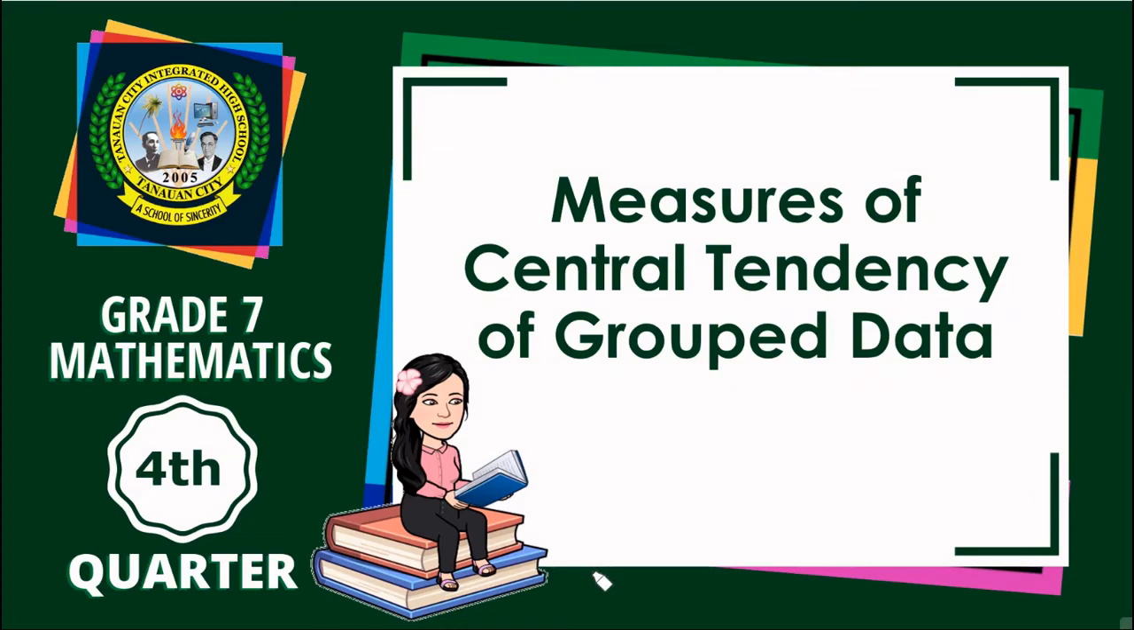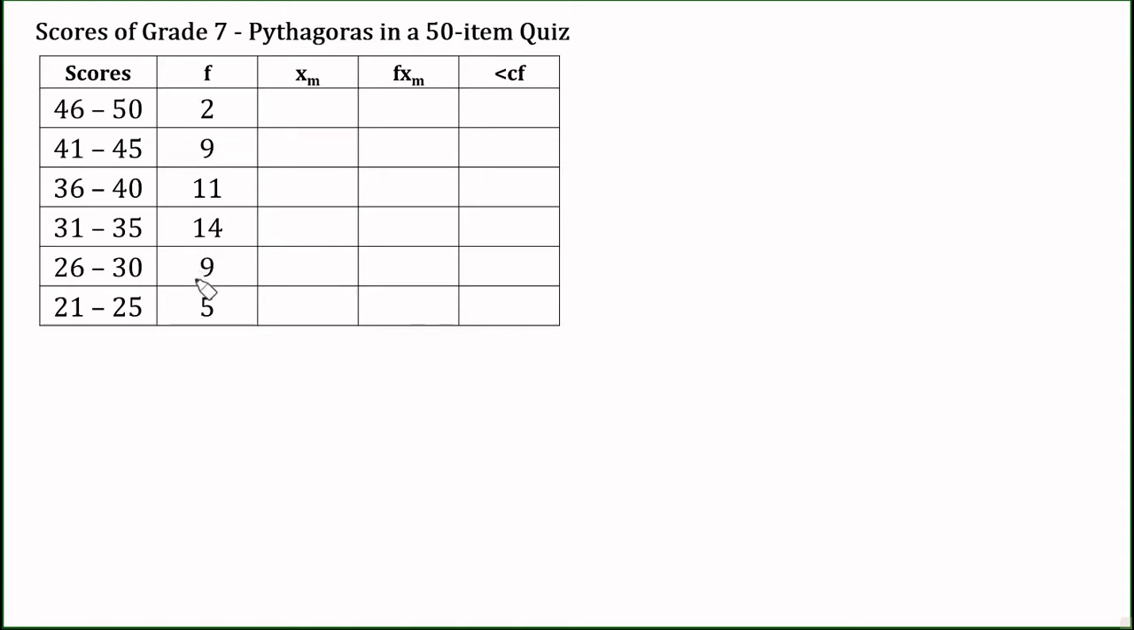Good day, grade 7. For this video, I am going to discuss how to compute for the measures of central tendency of group data. So when we say central tendency, we are talking about the mean, median, and mode. Let me give you an example. Let's say we have here the scores of grade 7 Pythagoras in a 50-item quiz. So let's start with solving the mean.